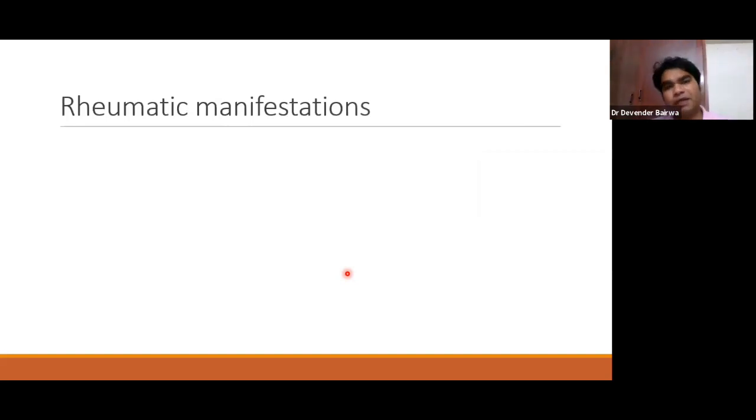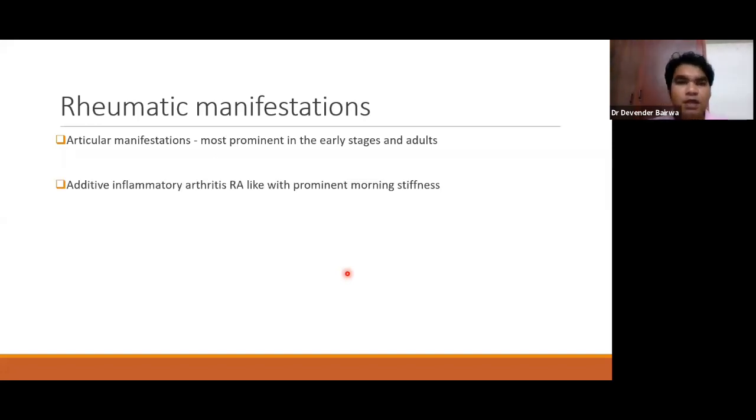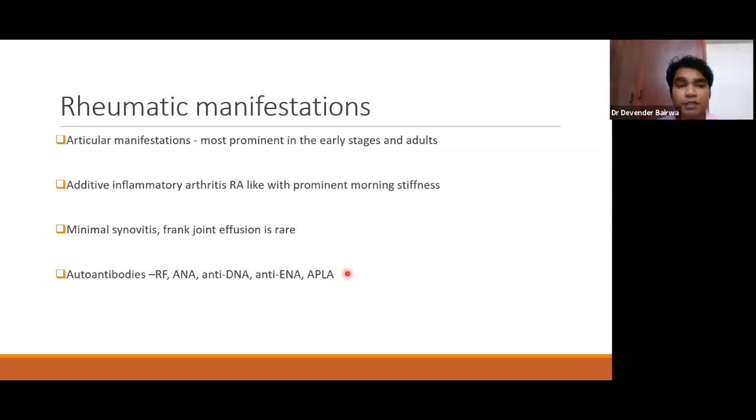So coming to rheumatic manifestation of parvovirus B19. Articular manifestations, as we discussed, are not found in children. They are most prominent in the early stage, and they are prominent in adults. So generally, RA-like features are there. So additive inflammatory arthritis will be there, RA-like, with prominent morning stiffness. But there will be minimal synovitis, and generally effusion will not be there. Frank joint effusion will not be there.